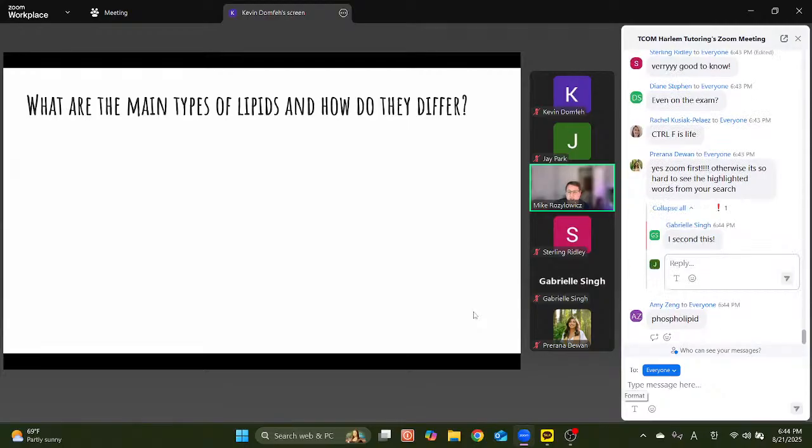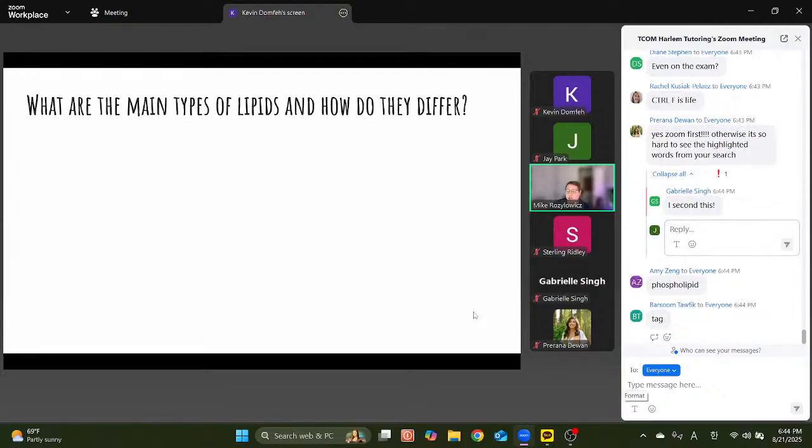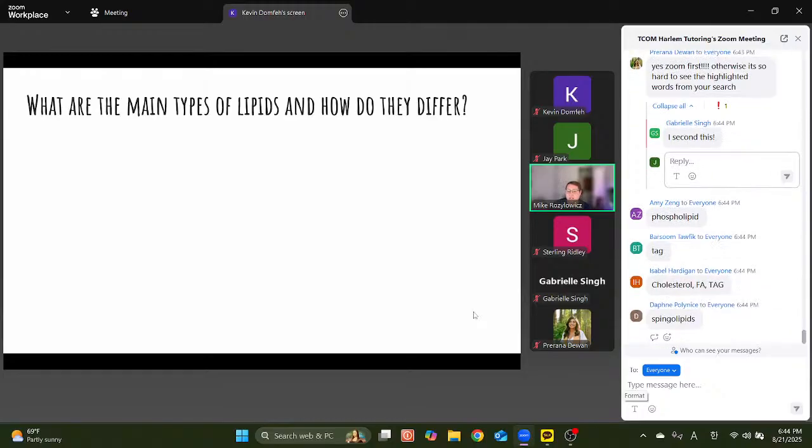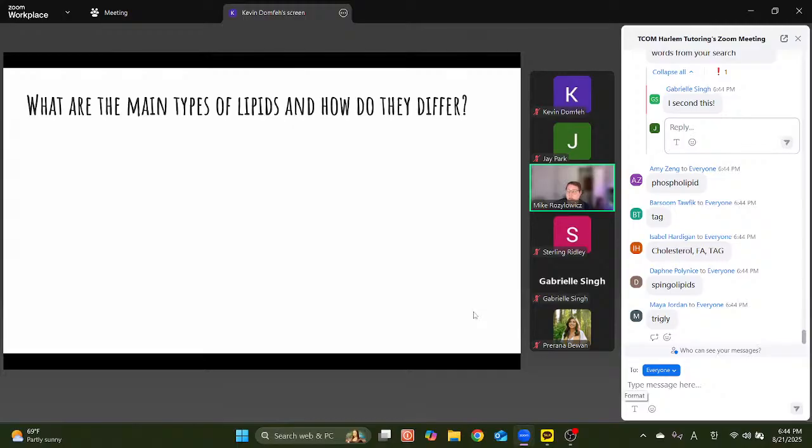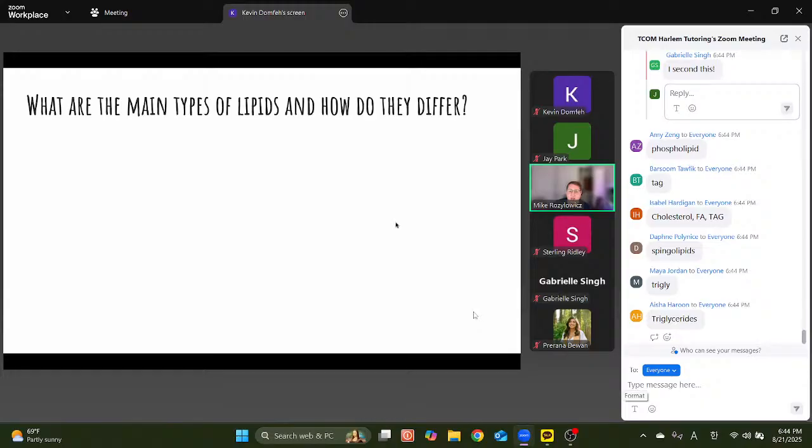Okay, phospholipid, good. What else we got? Tags, cholesterol. Okay. Yeah, for the most part, you guys got them. And so they play a bunch of different roles in the cell.